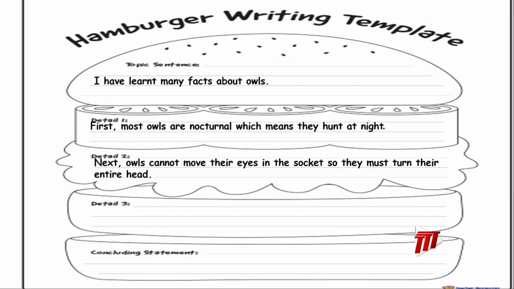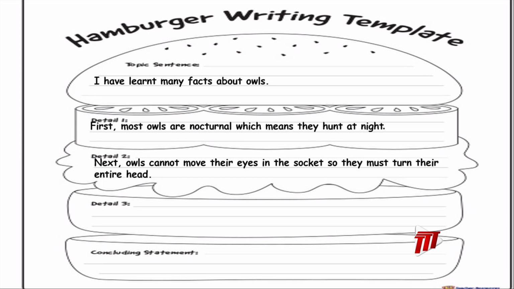Next, owls cannot move their eyes in the socket, so they must turn their entire head. What is the transitional word in this sentence? Yes, it is next. So this is something that we are learning about owls. This is a sentence that is linking to the main idea about facts about owls, and this is a fact. Owls cannot move their eyes in their socket, so they must turn their entire head.